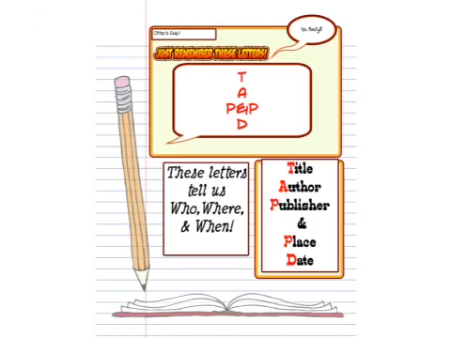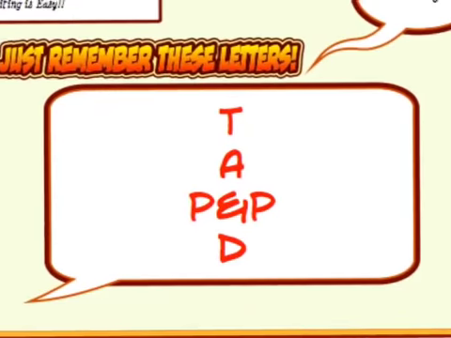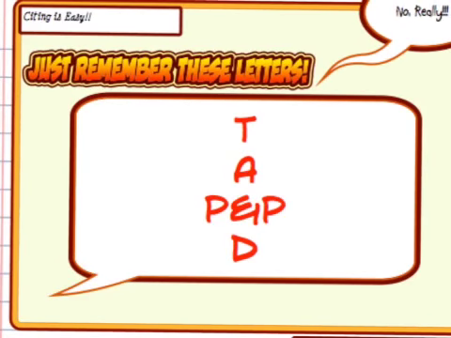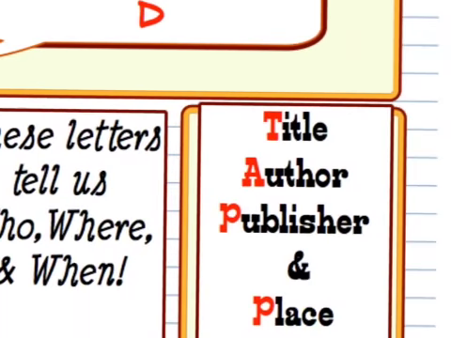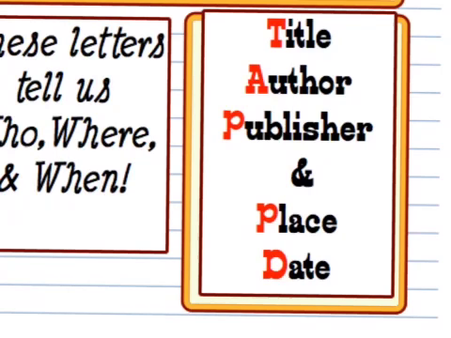All right, don't forget TAPP&D: title, author, publisher and place, and date. Now, you should have a sheet that is going to ask you to fill out a citation of a book you have in your home.